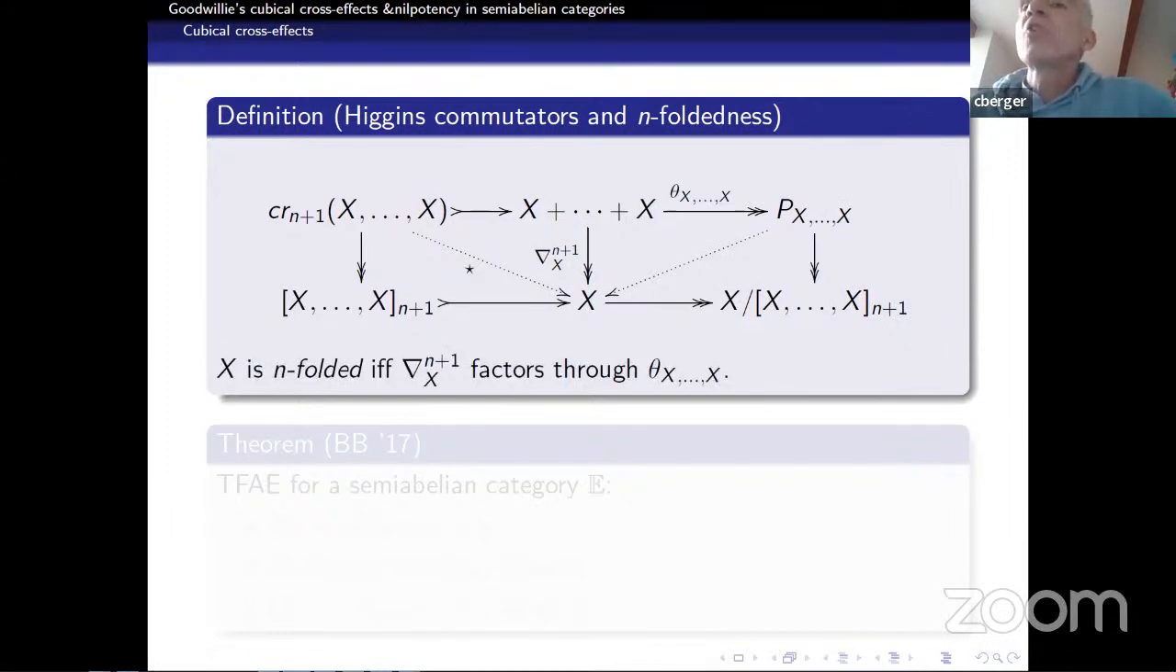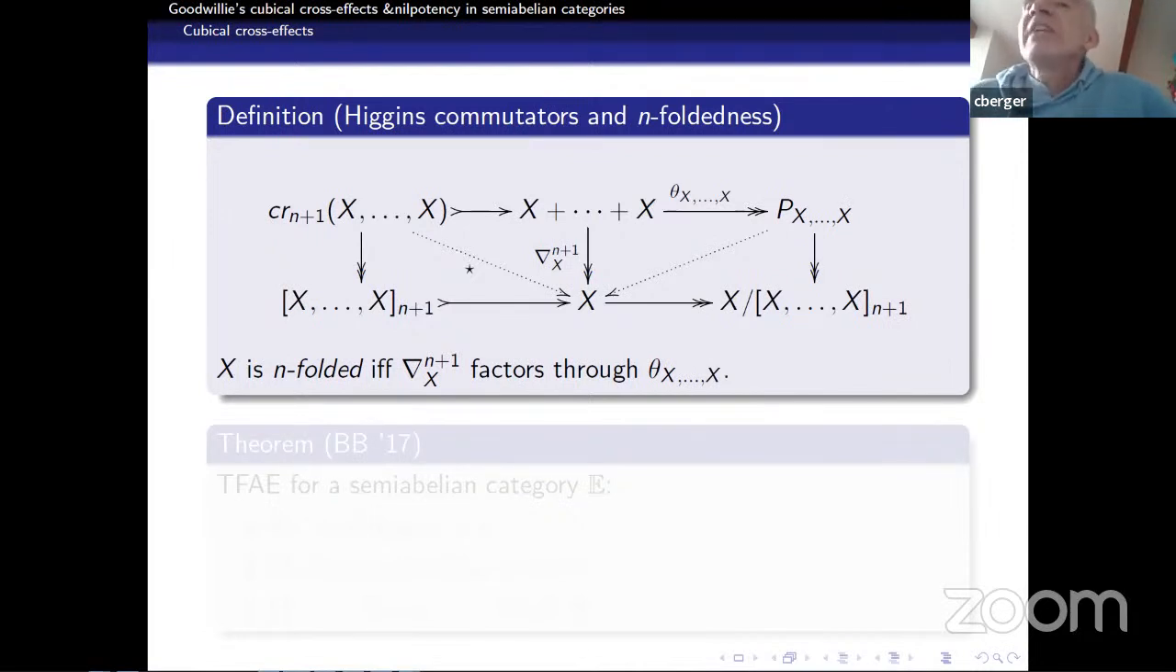I call X an n-folded object if the folding map factors through this limit on the right-hand corner. This is equivalent to the fact that the inclusion of the cross effect in the sum, when you compose it with the folding map, gives 0, because you have a short exact sequence on the top. And this again is equivalent to the fact that if you factorize the composite to X into an epimorphism followed by a monomorphism, then you get the null, the trivial object. And the object you get in this way in the left lower corner is what is called a Higgins commutator of length n+1.